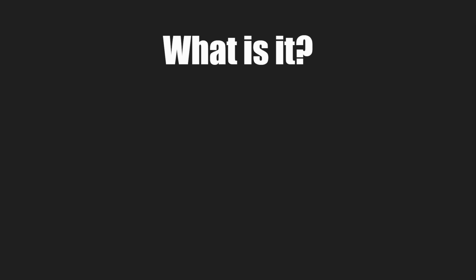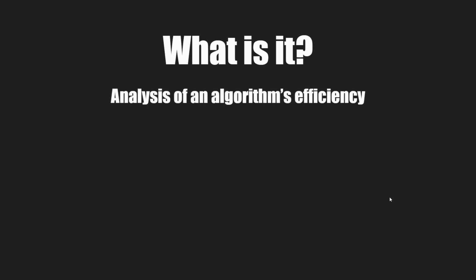Hi, so in this video, I want to talk about big O notation and I want to teach you the basics of how it works. So, what is it? One common phrase that is used to describe big O notation is how code slows as data grows. It is the analysis of an algorithm's efficiency as data increases.